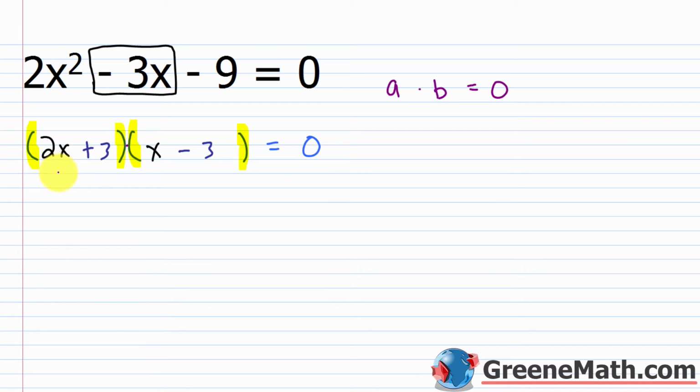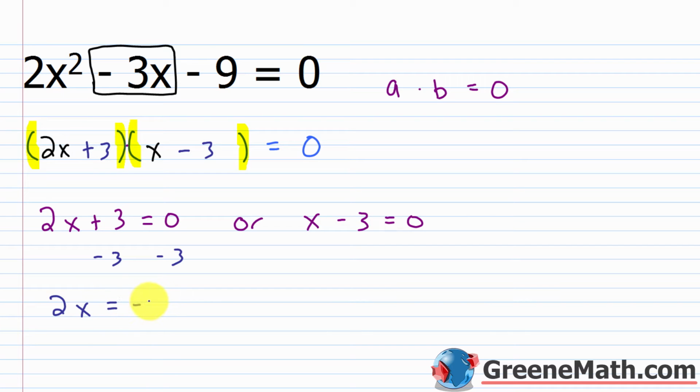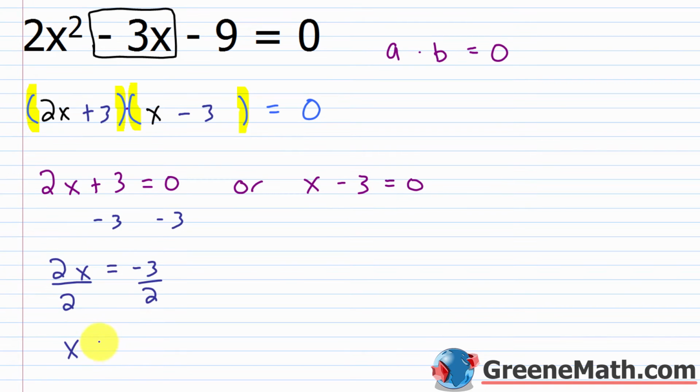So what I can do is I can extend that here and say, well, either 2x plus 3 is equal to 0, or this other factor here, x minus 3 is equal to 0. So when we solve each equation here separately, I would subtract 3 away from each side of this equation, we would get 2x is equal to negative 3. Then we would divide both sides by 2, and we would get x is equal to negative 3 halves.